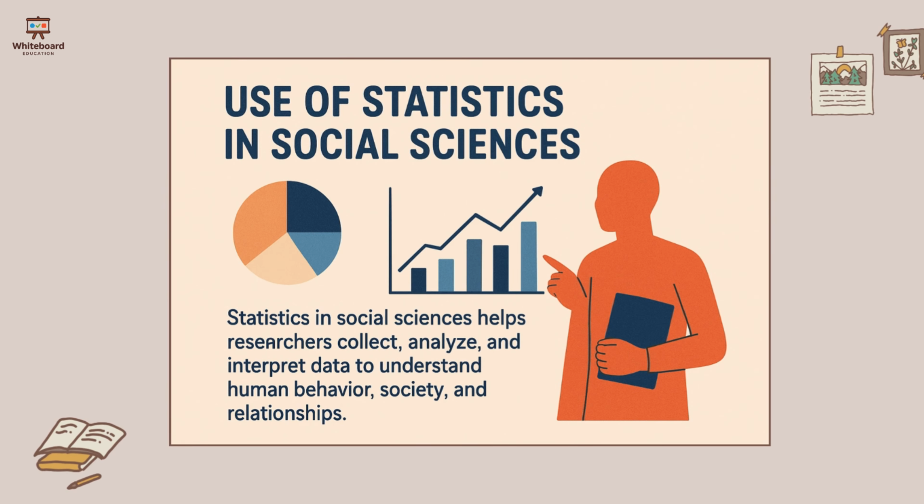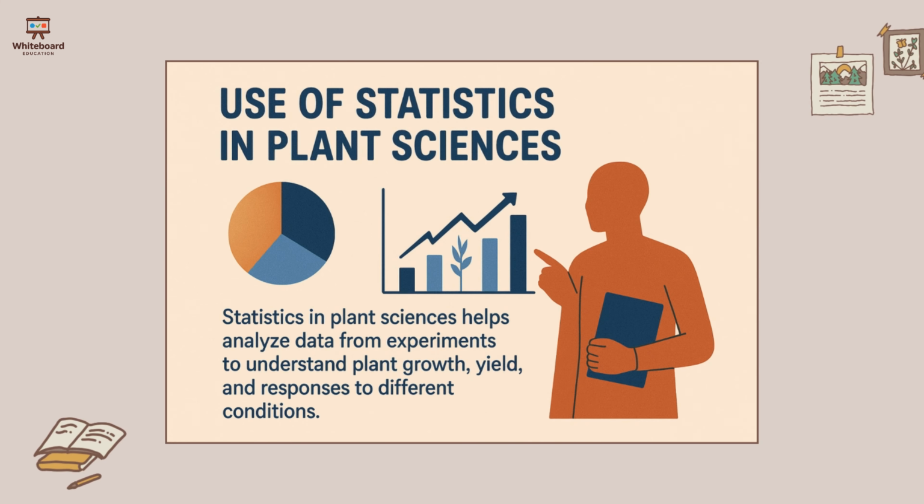Statistics in social sciences helps researchers collect, analyze, and interpret data to understand human behavior, society, and relationships. It turns raw information into meaningful conclusions for decision-making and solving social problems. Statistics in plant sciences helps analyze data from experiments to understand plant growth, yield, and responses to different conditions. It guides researchers in making accurate conclusions and improving agricultural practices.